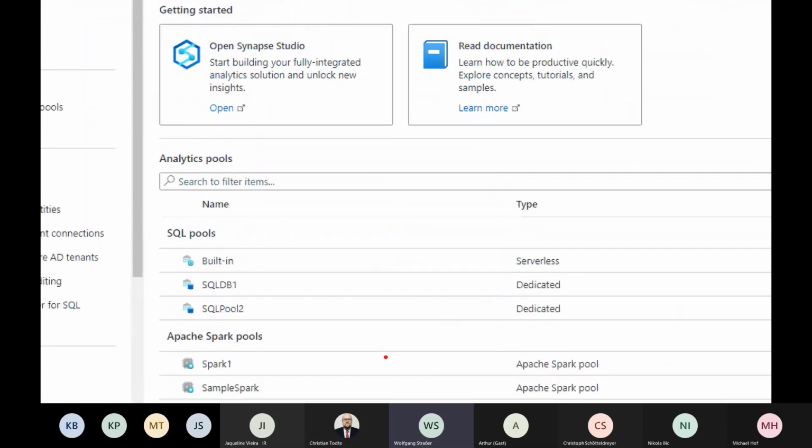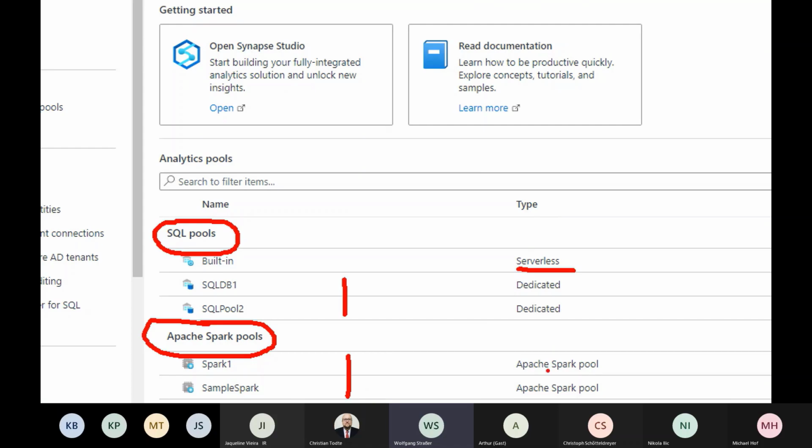If I zoom in a little bit, we've got the section of SQL pools and Apache Spark pools. When you create a new workspace, there is no dedicated or Apache Spark pool there. So it's just one pool that is created by default. It's the serverless SQL pool. The other ones I've created afterwards. I've created 2 SQL dedicated pools, those data warehousing pools, and I've created and configured 2 Apache Spark pools.